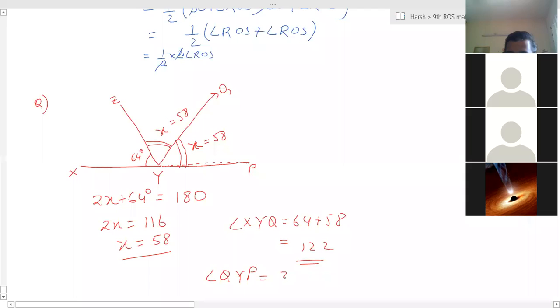How? Tell me how. So we have already found out angle XYQ. That is 122 degree. First you tell this will be the angle. Reflex angle is this angle, right? Yes, sir. Because this is more than 180 and less than 360. Now this angle consists of this 58, 64 and this 180 degree. 64 plus 58 plus 180.